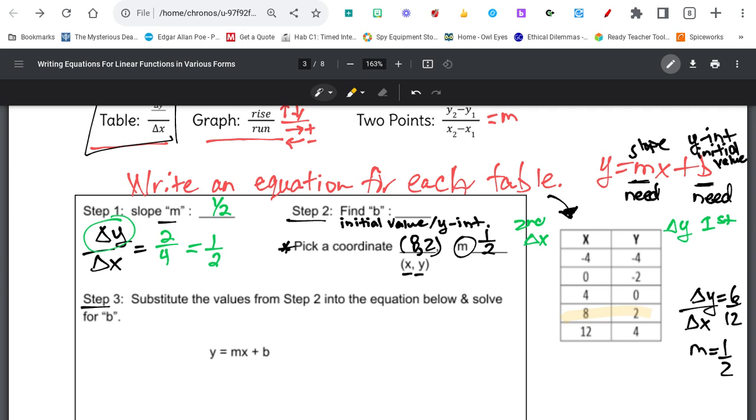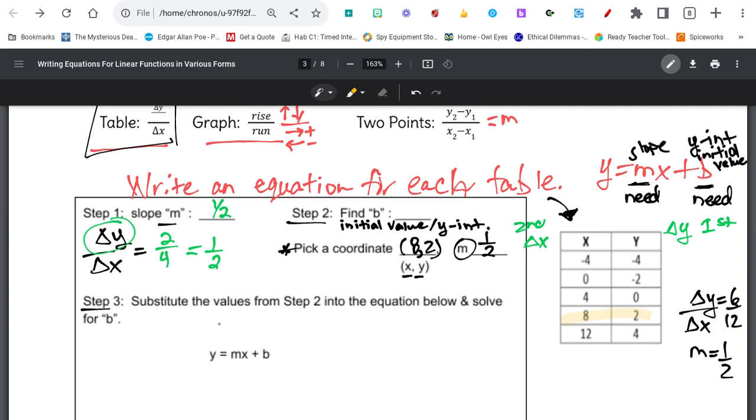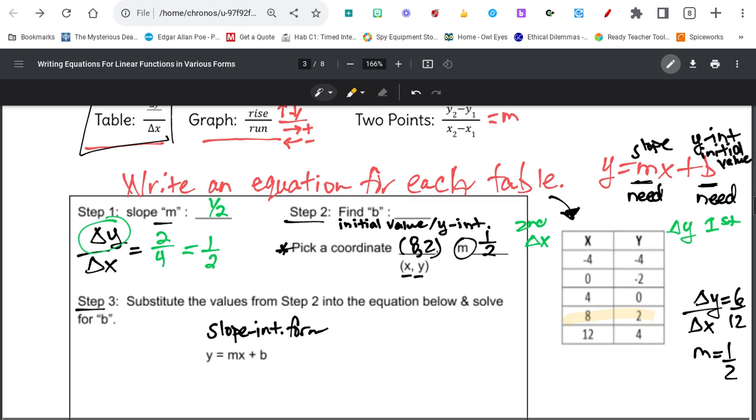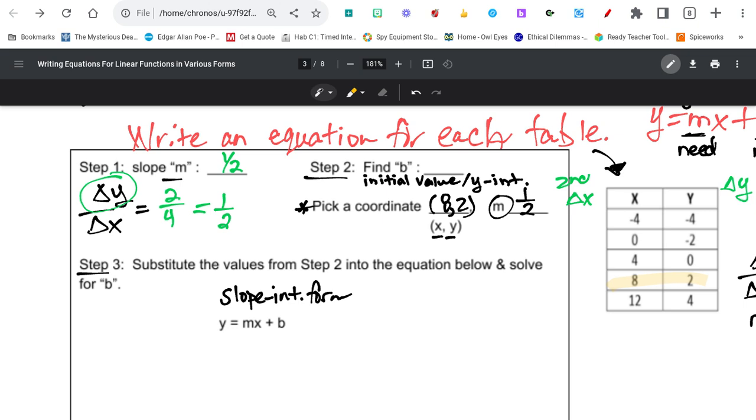It says substitute the values from step 2 in the equation below and solve. This equation is your slope-intercept form. You just plug in what you have from step 2, okay? Only from step 2. So from step 2, did I have a y? Did I have a y value? Well, if I look, my y value was 2. So I'm going to change this y to a 2.